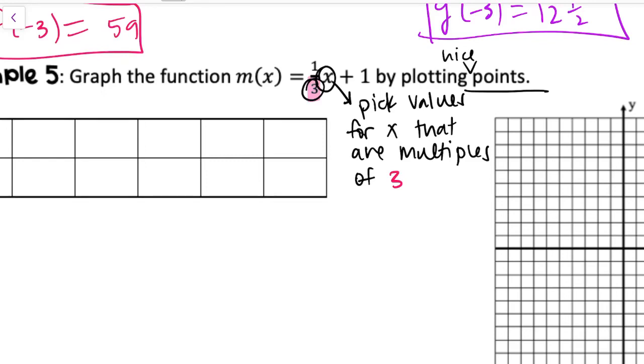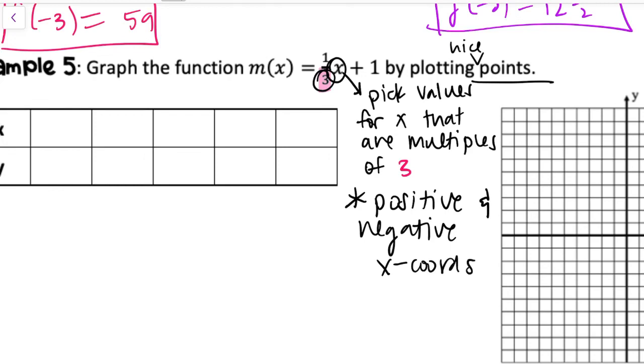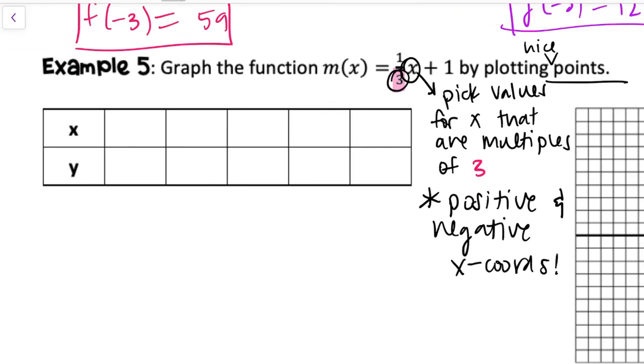Now, if you don't, that's totally fine. You're just going to be mired down with fractions, and that's fine. But if you pick values for x that are multiples of 3, then your life is going to be a lot easier. Now, my other rule, and this one is a necessity, not like a you should do this, but you have to pick positive and negative x values. So pick positive and negative x coordinates. Please, please, please, please, please. So if we want multiples of 3, then we can go negative 6, negative 3, 0, 3, and positive 6.